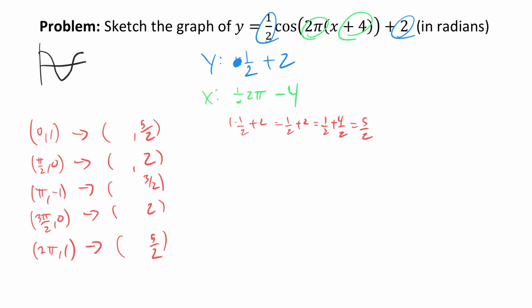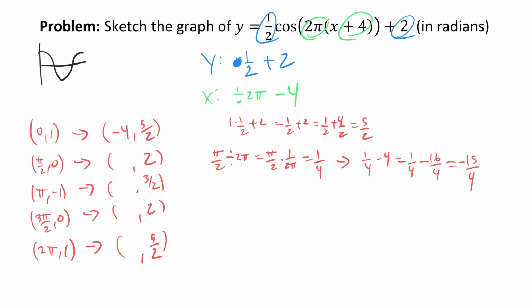Okay, how about for the x values? First one's easy, just -4. When we divide by 2 pi, let's see. Pi over 2 divided by 2 pi means we have pi over 2 times 1 over 2 pi. The pi's cancel, and we get 1/4. Then we have to take that number, 1/4, and we have to subtract 4 from it. So that's 1/4 minus 16/4, so -15 over 4. Ugh, it's not the nicest number I've ever seen, but we'll just make it work.